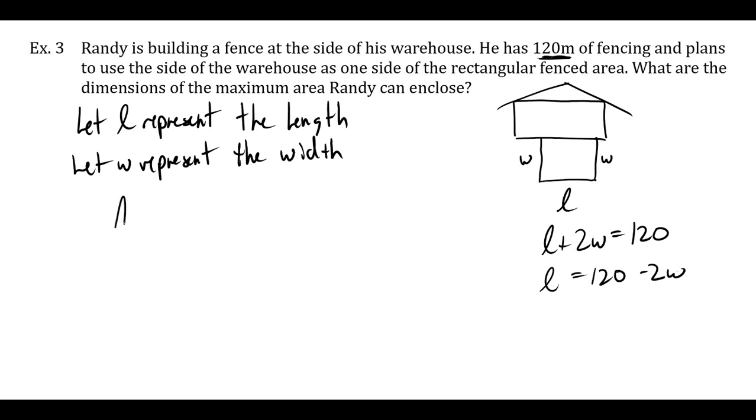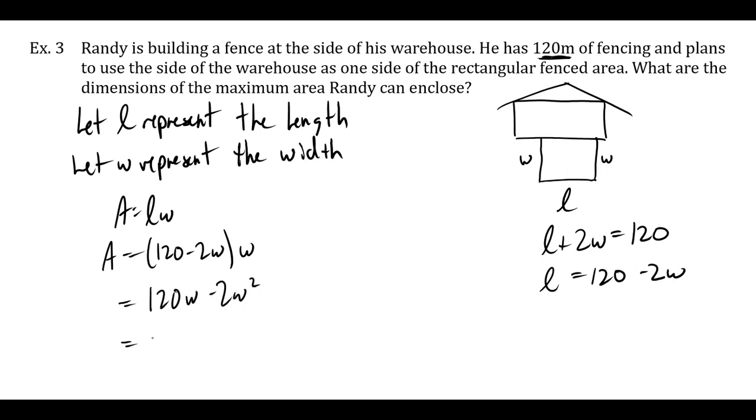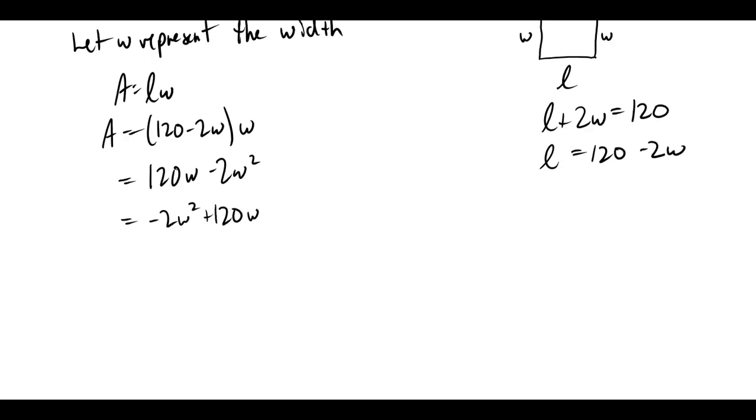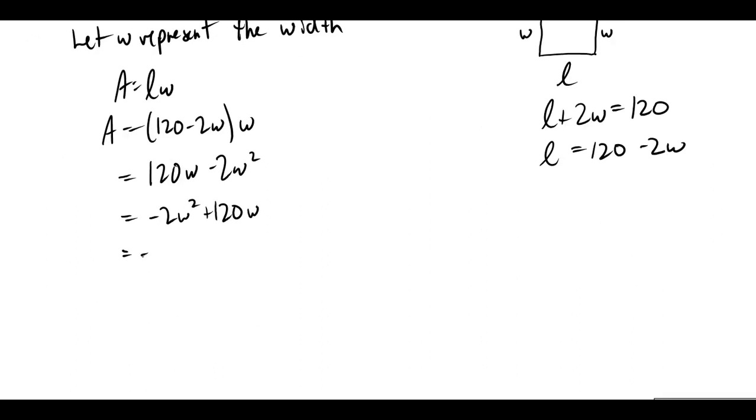So again, I get area equals length times width. And so area equals length, which is 120 minus 2w, times the width. So that's 120w minus 2w squared. And if I just quickly rearrange that, negative 2w squared plus 120w. Okay, so let's complete the square here.